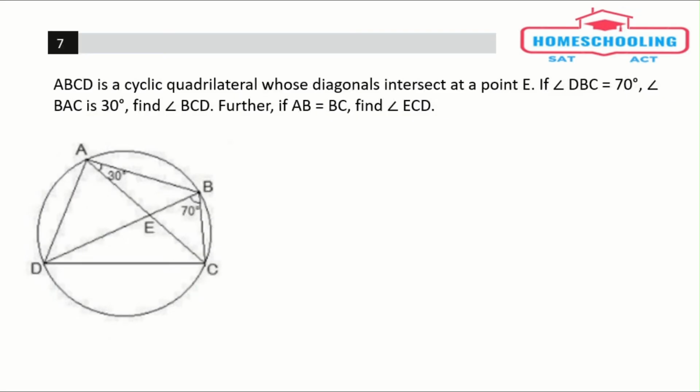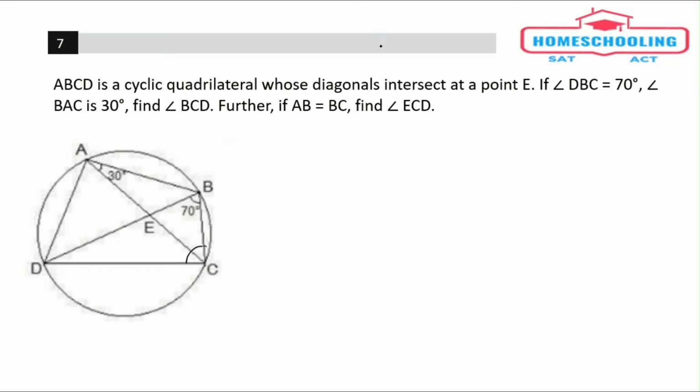Now the next question. ABCD is a cyclic quadrilateral whose diagonals intersect at point E. If angle DBC is 70 degrees, and angle BAC is 30 degrees, find angle BCD. So we have to find this whole angle.